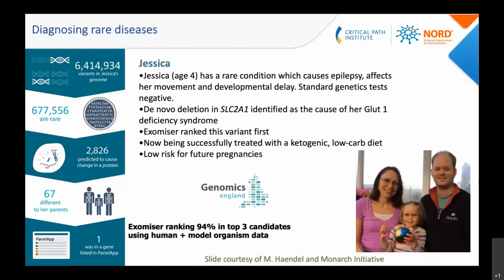And now, because of that, her disease is being successfully treated with a ketogenic, low-carb diet. She's at low risk for future pregnancies, and essentially the life of her and her family have been radically changed for the better. So these are the kinds of outcomes that we want to see through the RDCA-DAP, through the Monarch Initiative, through Orphanet. This is why we use ontologies to bring data together into platforms that allow us to make new discoveries and understand connections between data that we couldn't make otherwise.